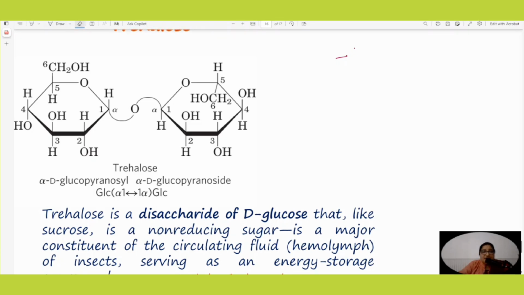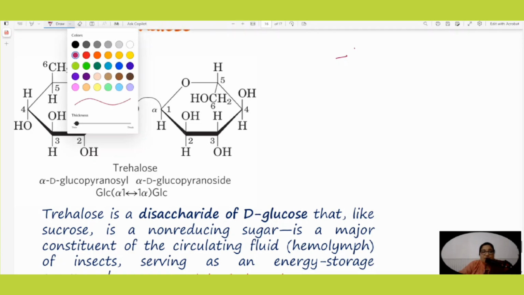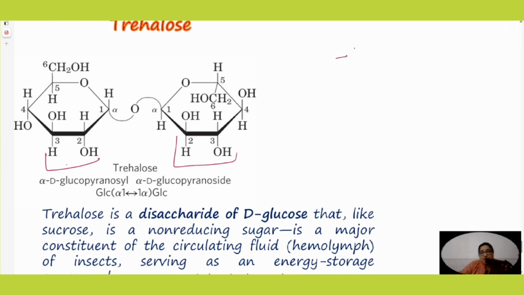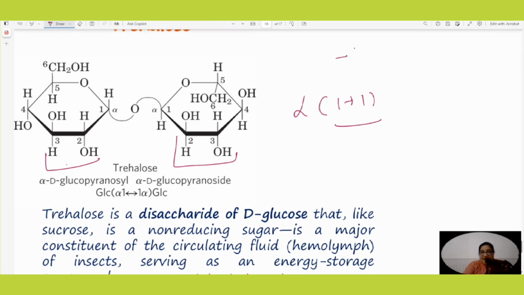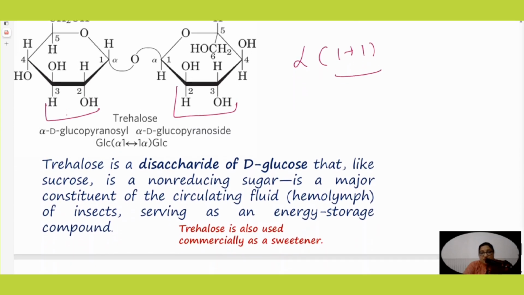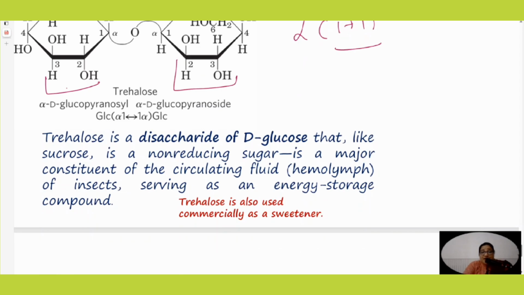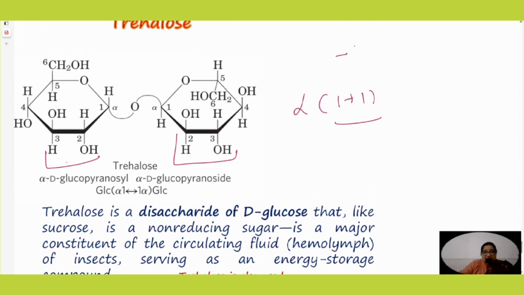Moving on to trehalose. Trehalose is a disaccharide which is composed of two glucose residues linked together by an alpha 1,1 linkage. It is a non-reducing sugar because the anomeric carbon atom is not available for oxidation. Here you can see this is the anomeric carbon atom.